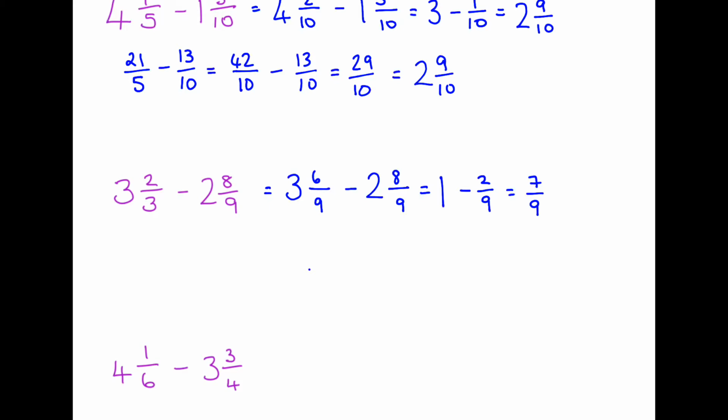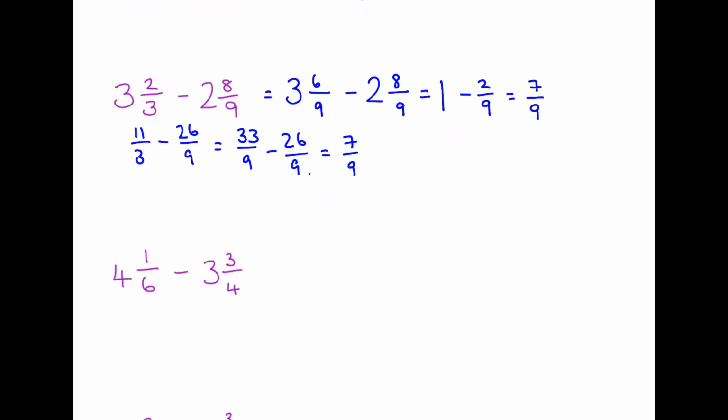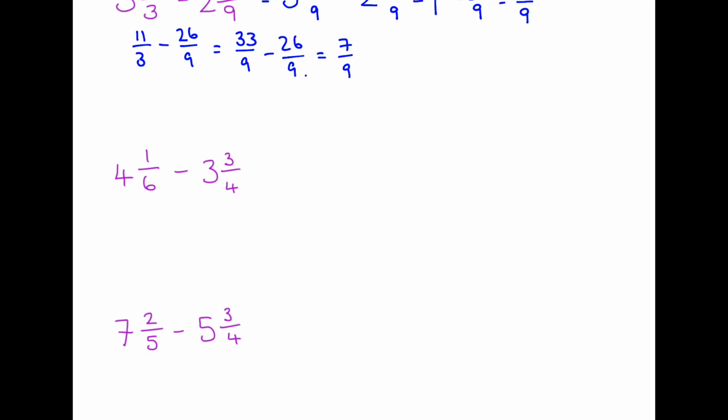But again, looking at the numbers here, if we're making improper fractions, we'd have 11 over 3, take away 26 over 9. So that would give us 33 over 9, take away 26 over 9, which is 7 over 9. Okay, so we get to the same answer. In this particular example, the numbers were not too tricky at all. Okay, so we're going to do one more. We might not do the bottom one, I might just leave that one for you to do. Okay, I think we've probably done enough.